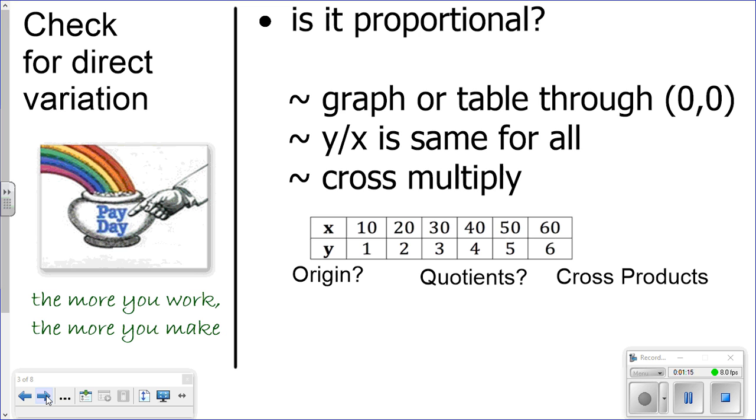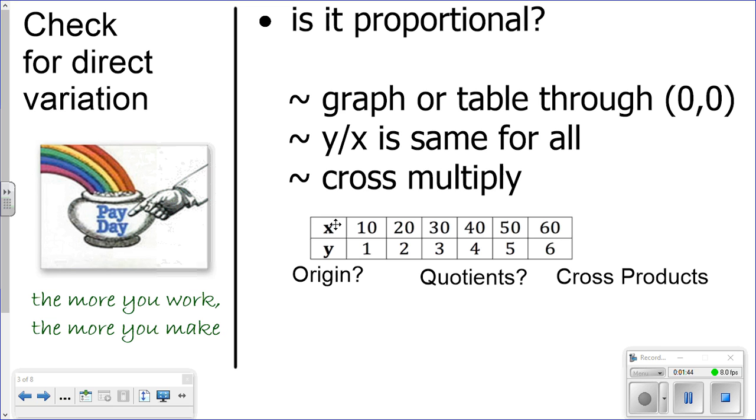So to check for direct variation, we need to know if it's proportional. If it's proportional, then it's a direct variation equation. So we can look at the table or the graph and make sure that it goes through the 0, 0, or the origin. We can look for the quotients and divide y by x and make sure that it's the same for all of them. Or we can cross multiply any of the ordered pairs to see if we get equivalent fractions.